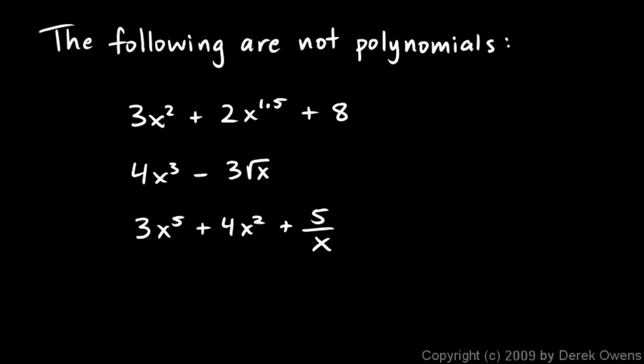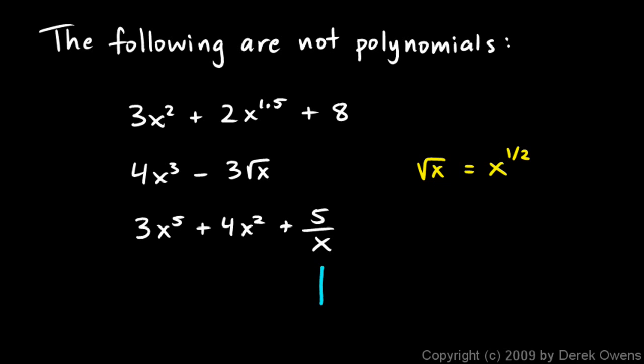Now look at these 3 examples. All of these are not polynomials, and I'll tell you why. This first one, 3x squared plus 2x to the 1.5 plus 8. See this 1.5 exponent? That's not a whole number. Polynomials can only have whole number exponents. And the same thing happens down here in the second one, 4x cubed minus 3 square root of x. Remember, the square root of x can be written as x to the power of 1/2. A square root is the same thing as an exponent of 1/2. So this x to the 1/2 right there is a non-whole number exponent.